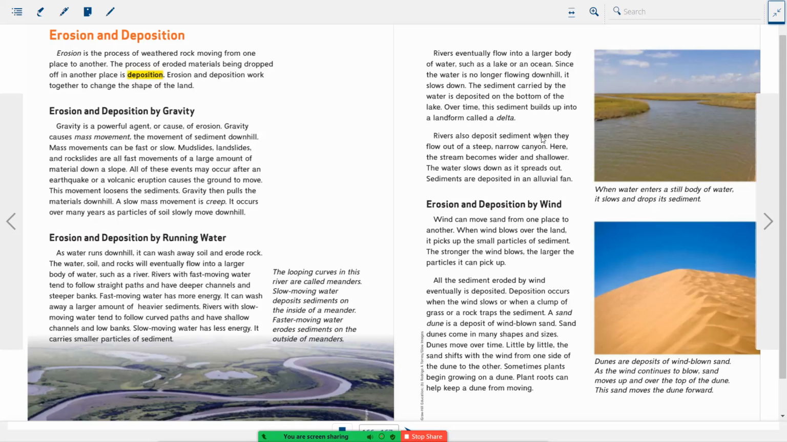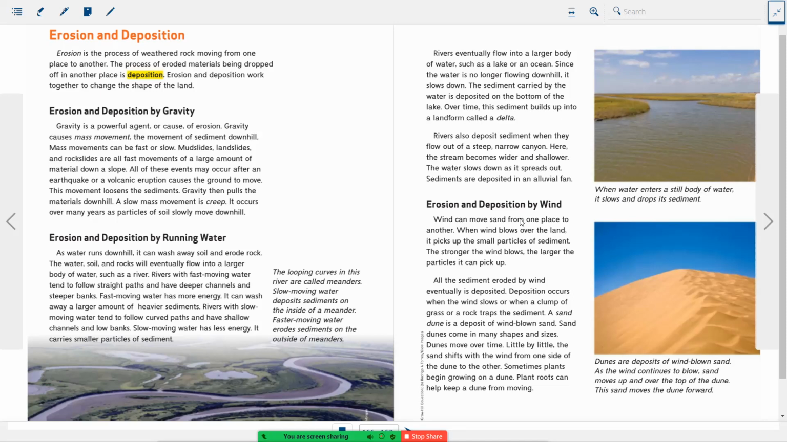Rivers also deposit sediment when they flow out of a steep, narrow canyon. Here, the stream becomes wider and shallower. The water slows down as it spreads out. Sediments are deposited in an alluvial fan. When water enters a still body of water, it slows and drops its sediment. So it's all those pieces of rocks and things that it was carrying will settle down at the bottom.